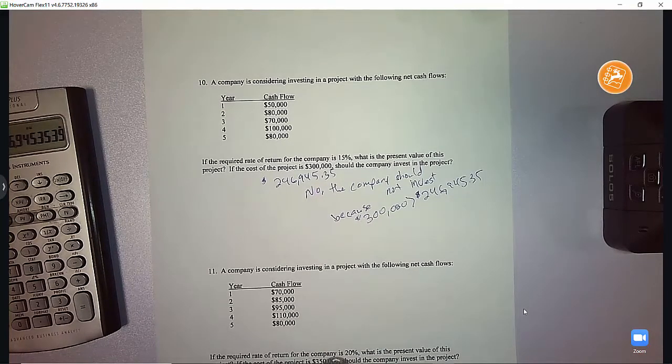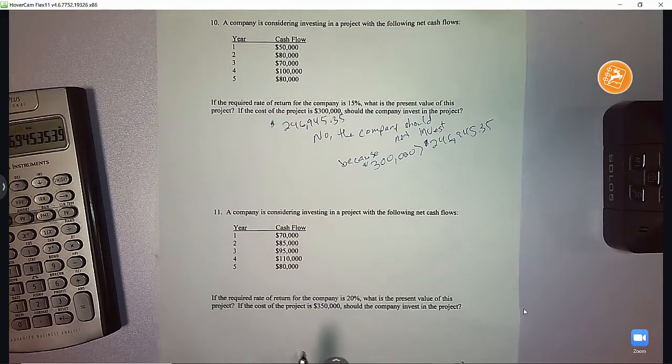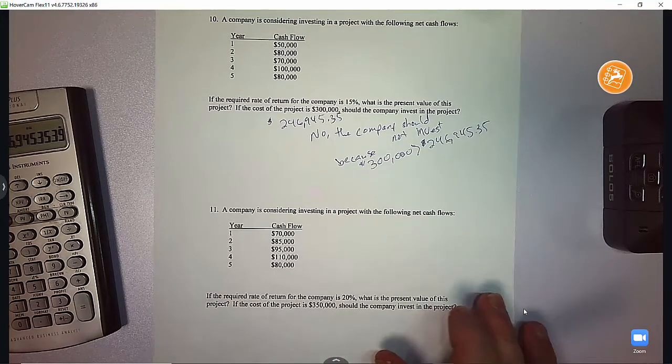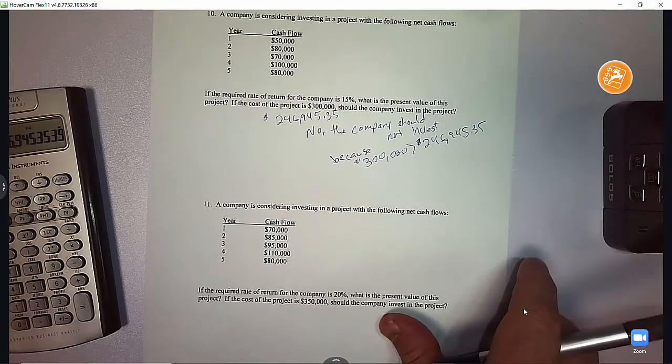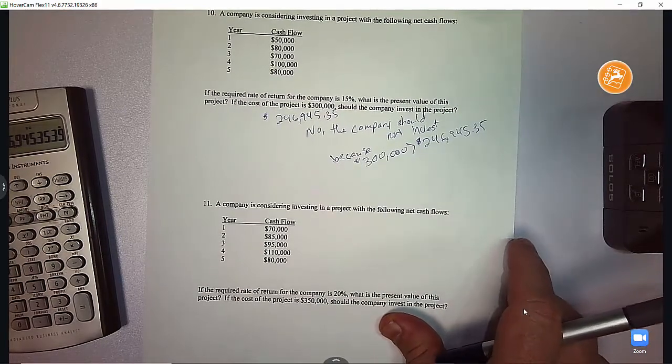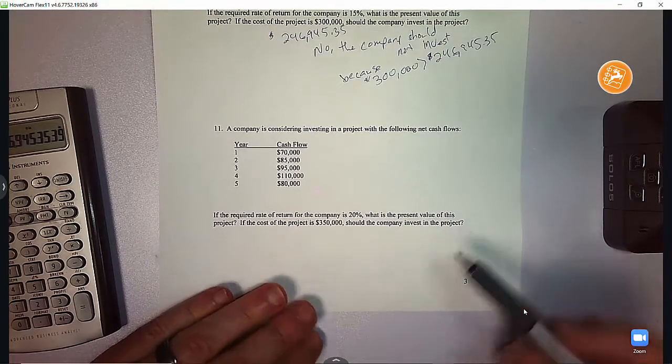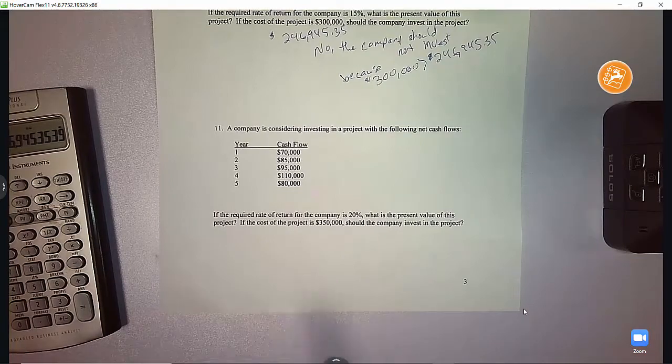So the next question looks just like the previous question, except what I'm going to do here, I'm going to go ahead and calculate the present value of the project. But then I'm going to do this a second way, where I put the cost of the project today, just to show you how that's calculated. So if the required rate of return for the company is 20%, what is the present value of this project?